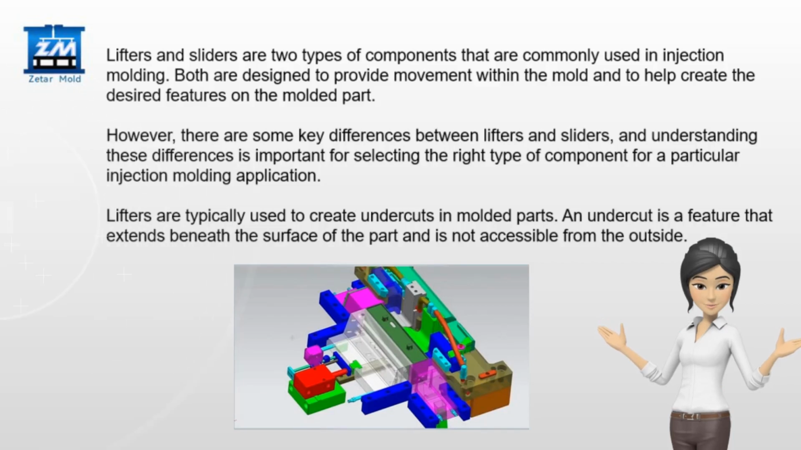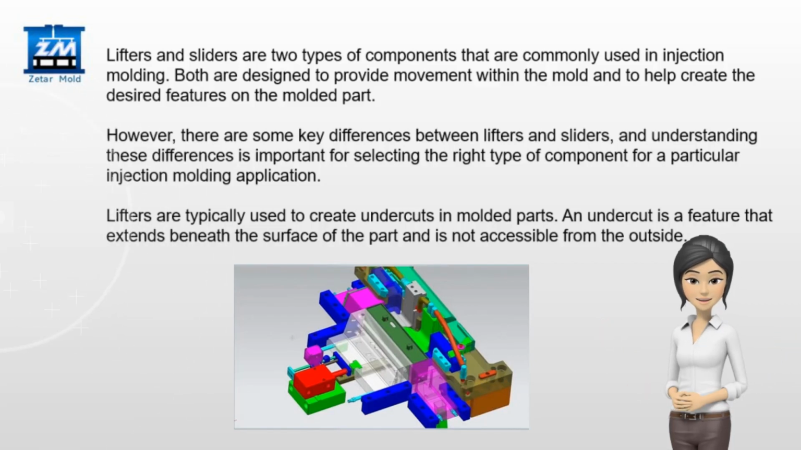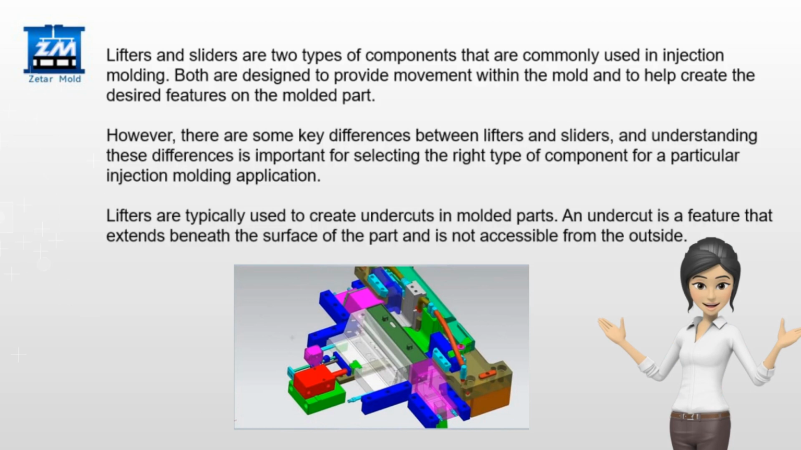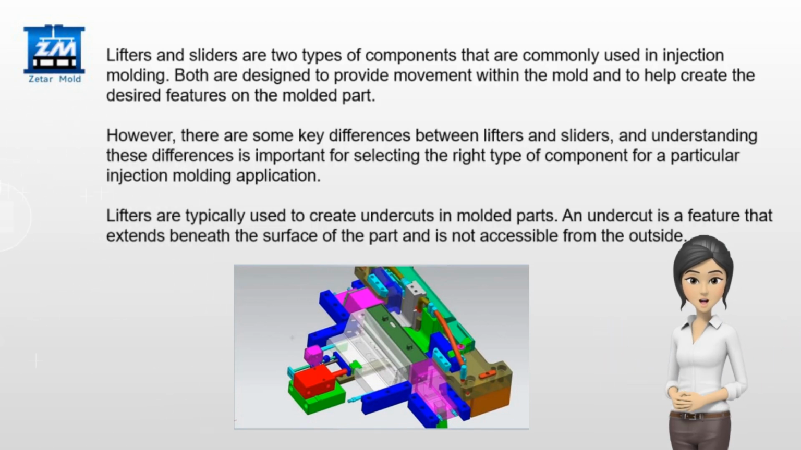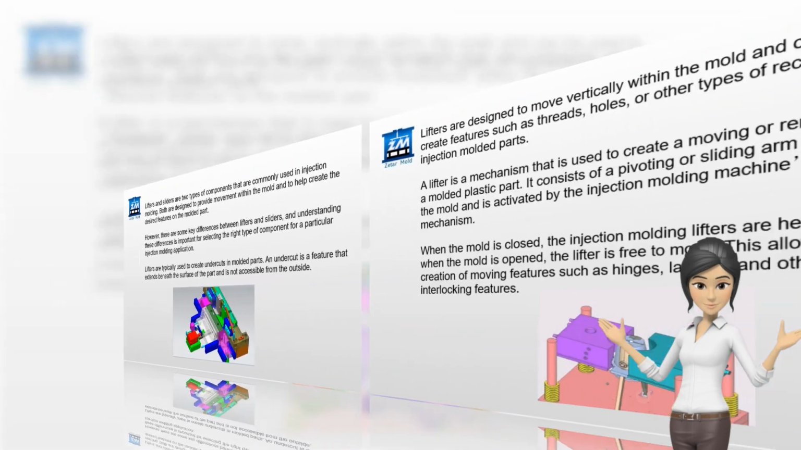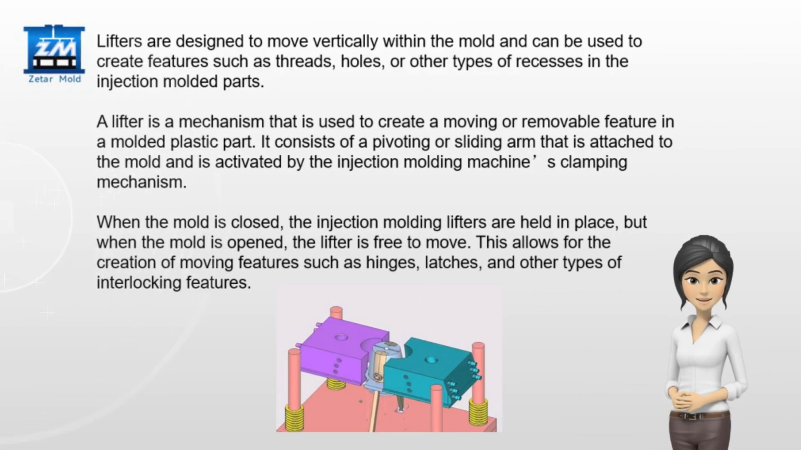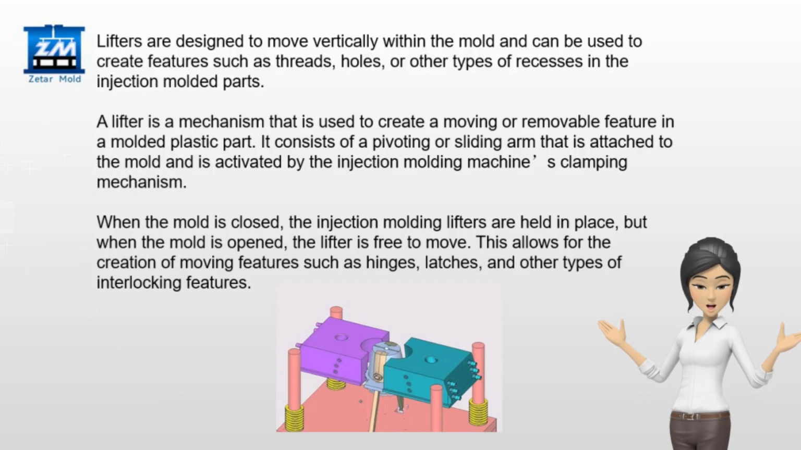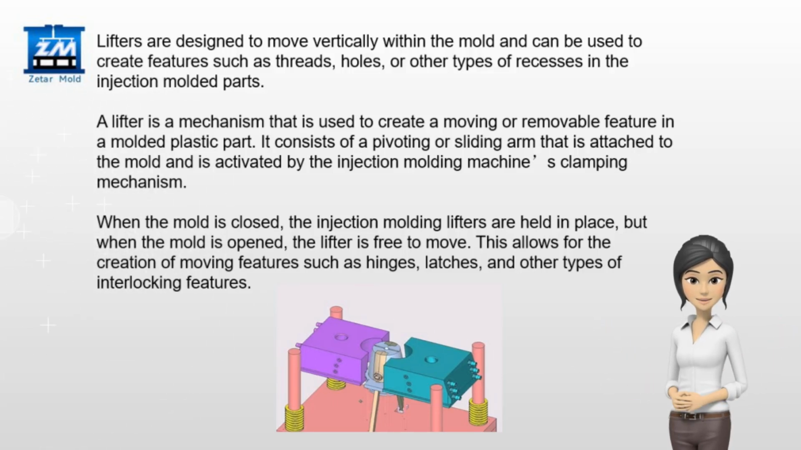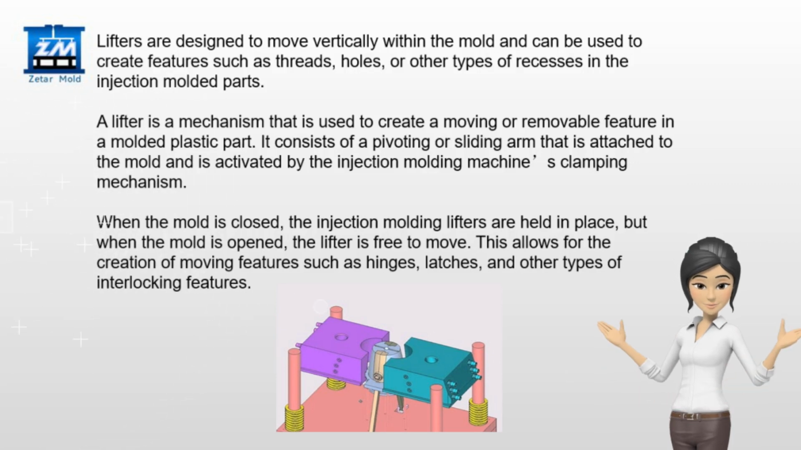Lifters are typically used to create undercuts in molded parts. An undercut is a feature that extends beneath the surface of the part and is not accessible from the outside. Lifters are designed to move vertically within the mold and can be used to create features such as threads, holes, or other types of recesses in the injection molded parts.